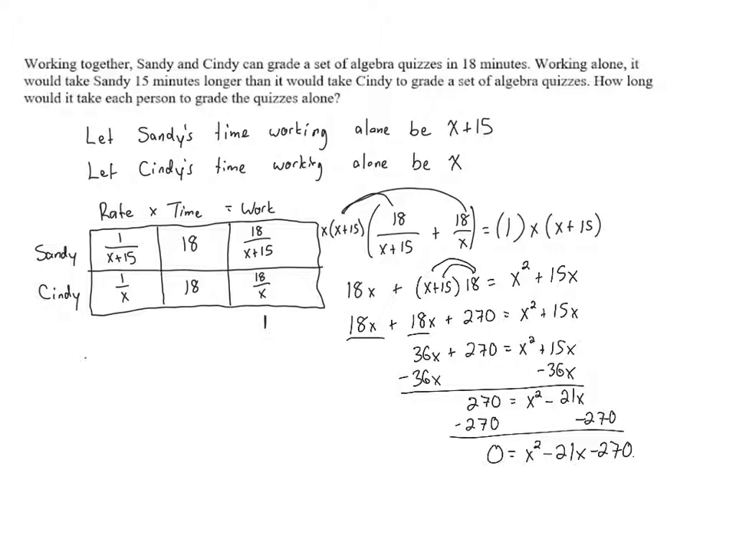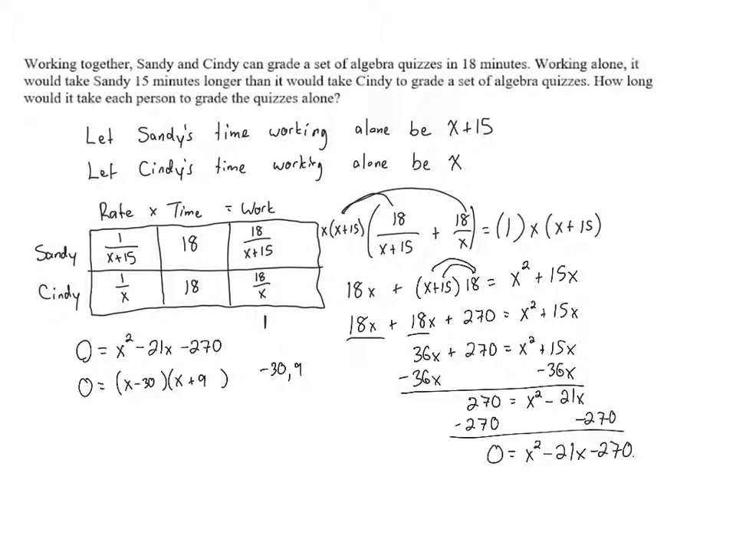I'm going to rewrite that up here where I have more room. 0 equals X squared minus 21X minus 270. And when we factor this, we're looking for two numbers that have a product of negative 270 and a sum of negative 21. And those numbers are negative 30 and 9. So this is going to be X minus 30 and X plus 9.